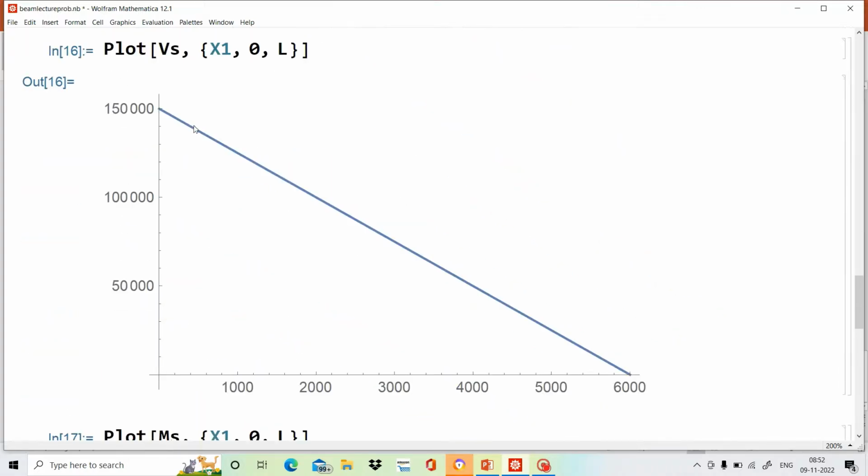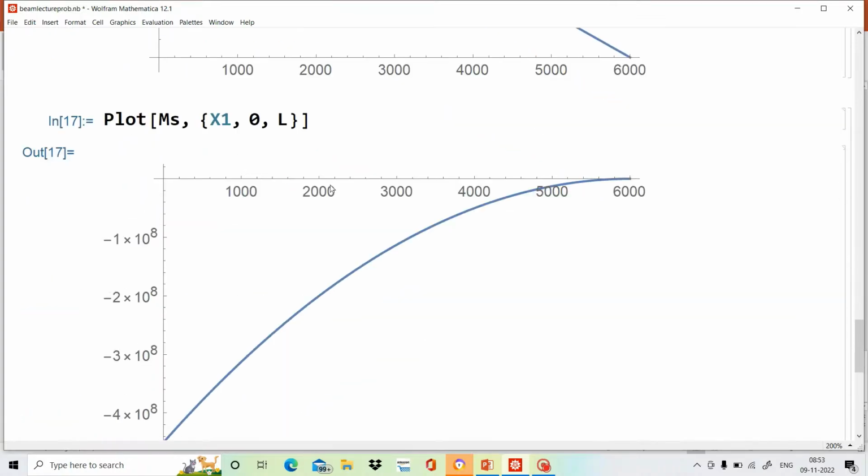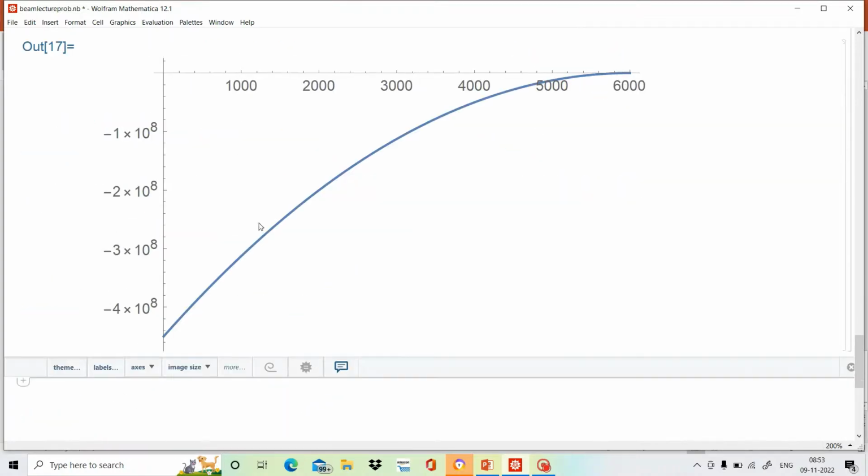Now we can see the shear force diagram also. So this is the shear force. At the end the shear force is 0 and it rises to 15,000. Then the bending moment diagram, you can see how it's showing. The bending moment would be negative here because the tension would be appearing. So it is shown in this way. That's the bending moment diagram.